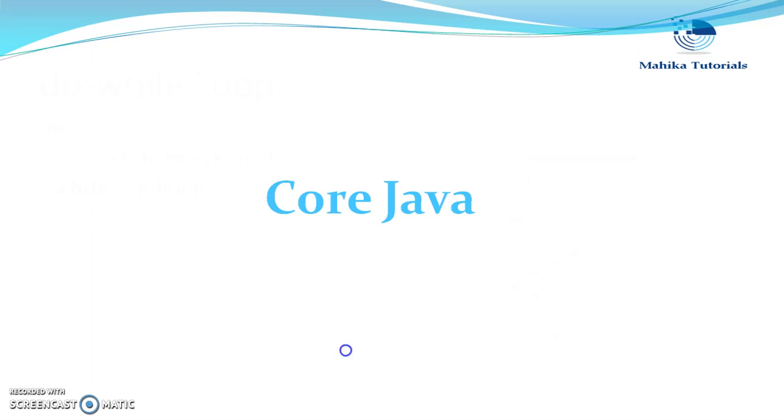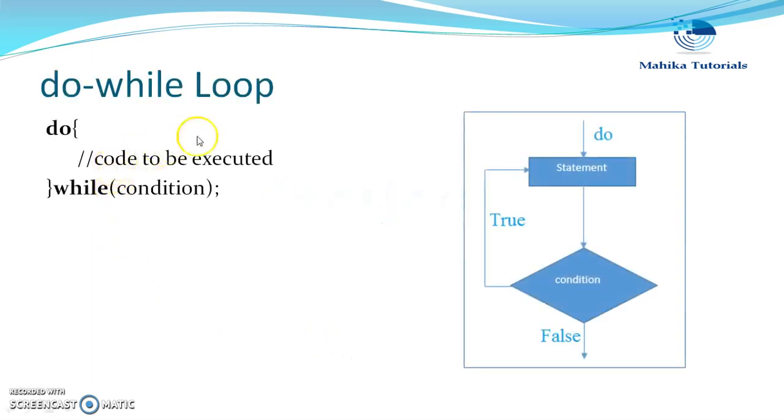In this tutorial, we are going to see the do while loop. Now we know loops are used when we have to perform some iterative task. Do while is again one of the loops which we can use for iteration. Now how to write a do while loop?